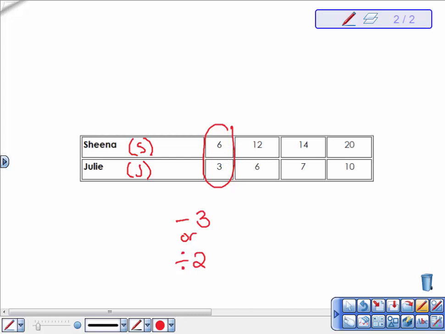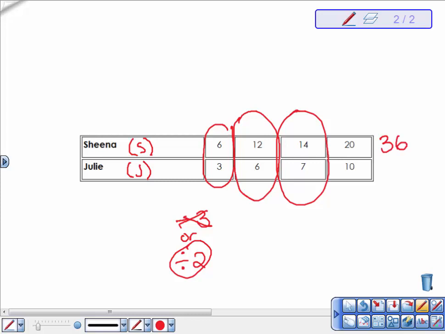All right, let's check out the second set of information to figure out which one of these rules works. So 12, if I subtract 3, that doesn't give me 6. So this rule probably doesn't work. 12 divided by 2 does give me 6, but I need to double check with a third set of information. If I have 14 and I divide by 2, that definitely gives me 7, so I'm good. Let's try with this number. What if Sheena, and we'll use necklaces again, what if Sheena has 36 necklaces? How many then will Julie have?